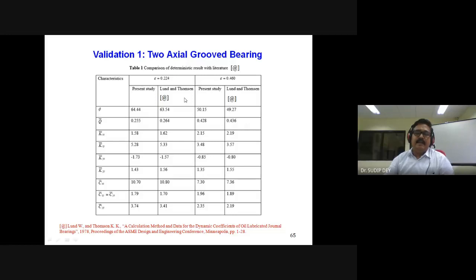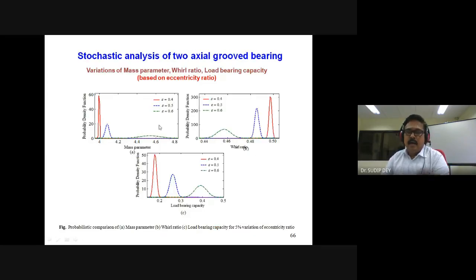Now this is the validation table for the two axial groove bearing, which is validated with some results obtained by Lund and Thompson. Now coming to the stochastic analysis part of our results.